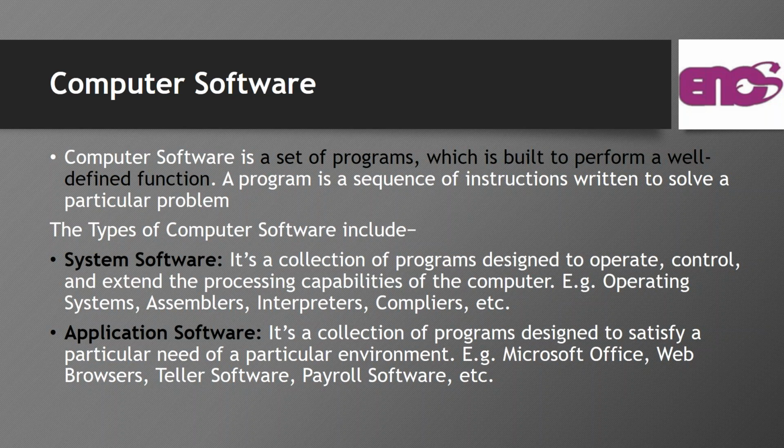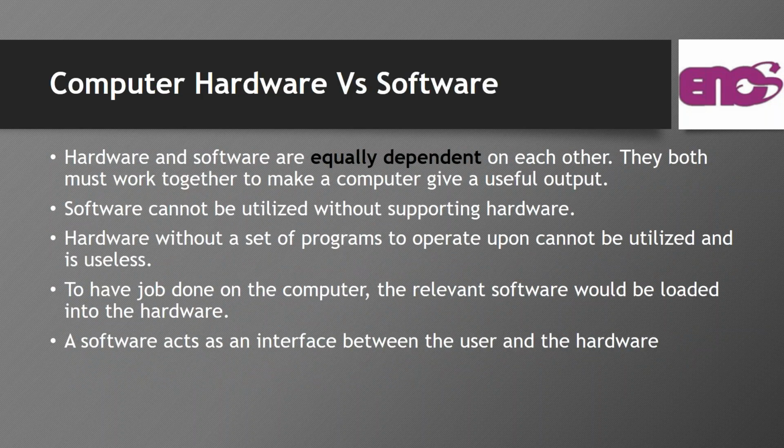Now, what is the difference between both of them? Typically, they are equally dependent on each other. The software needs the hardware to run. The hardware needs the software to run. So they are mutually dependent on each other. You can't have software without hardware. You can't have hardware without software. Software cannot be utilized without a supporting hardware. Hardware without a set of software programs cannot really operate. So to get a job done on the computer, you need the relevant software loaded into the hardware.